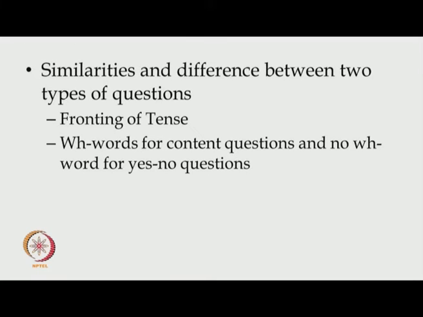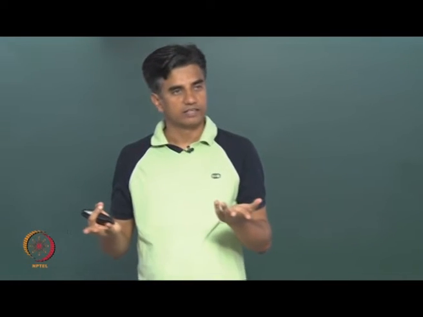In doing so, we saw yesterday two things come up from the two sentences we were looking at, such as what did you buy and did you buy a phone. In both sentences we see evidence of fronting of tense. And in one type of question, the content question, you see the use of WH words, whereas no WH words are used for the yes-no type of question. Is that clear to everybody? This much we have seen.